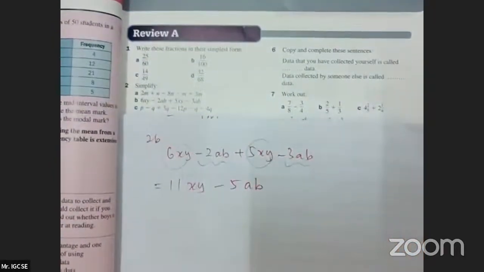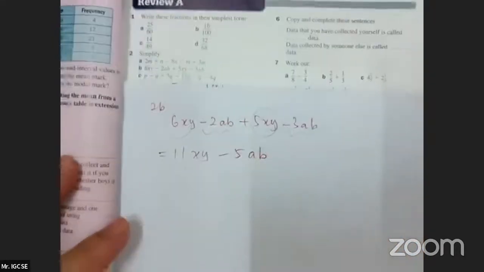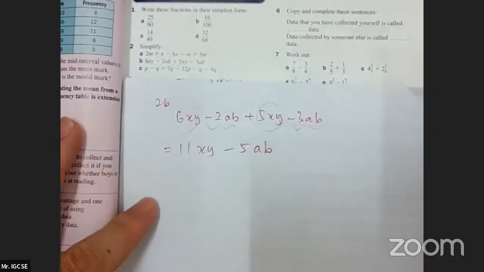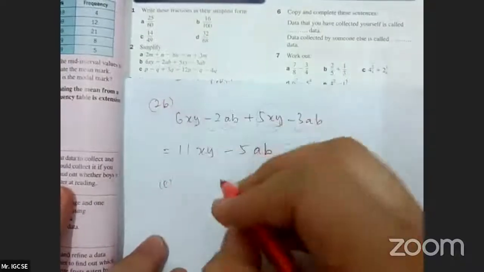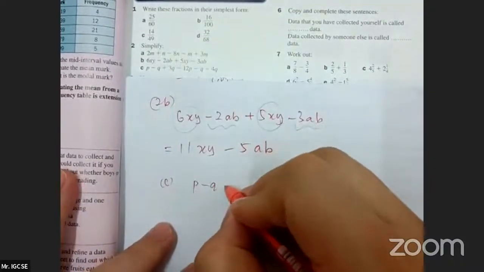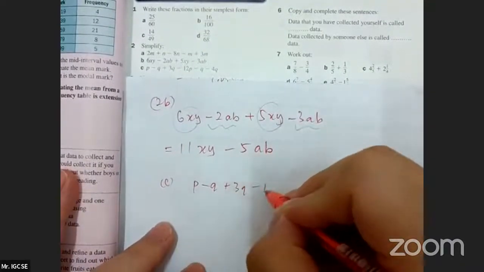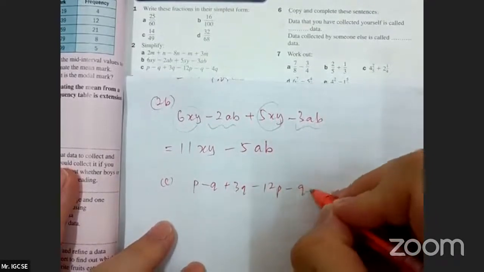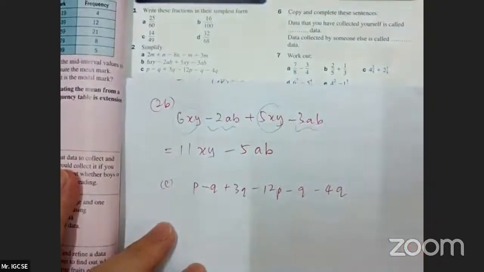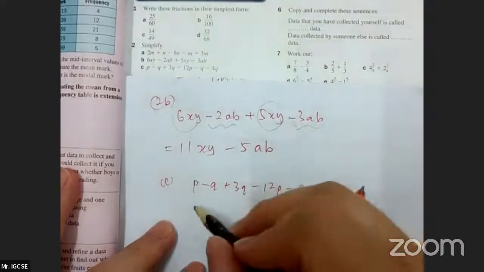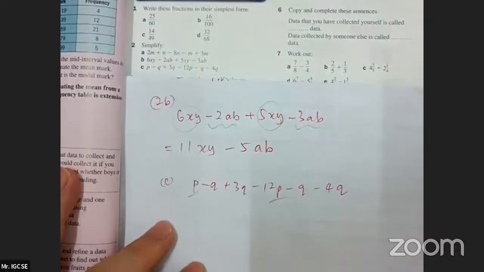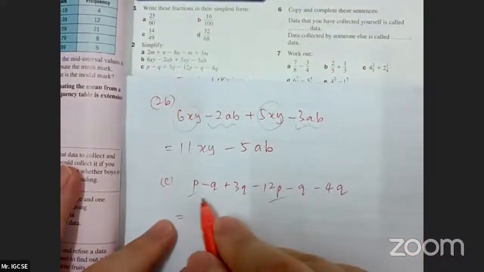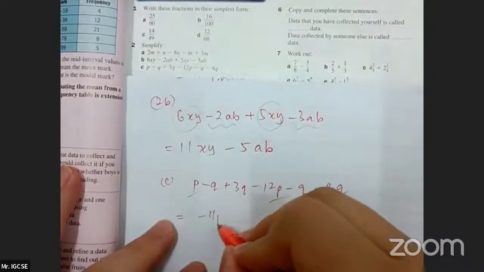Can you see the idea of doing this question? Yes, right? And then we have the C. C is also the same thing, which is P minus Q plus 3Q minus 12P minus Q minus 4Q. So I should underline the P. Only 2P, can you see? So this is P minus 12P, so it's minus 11P.